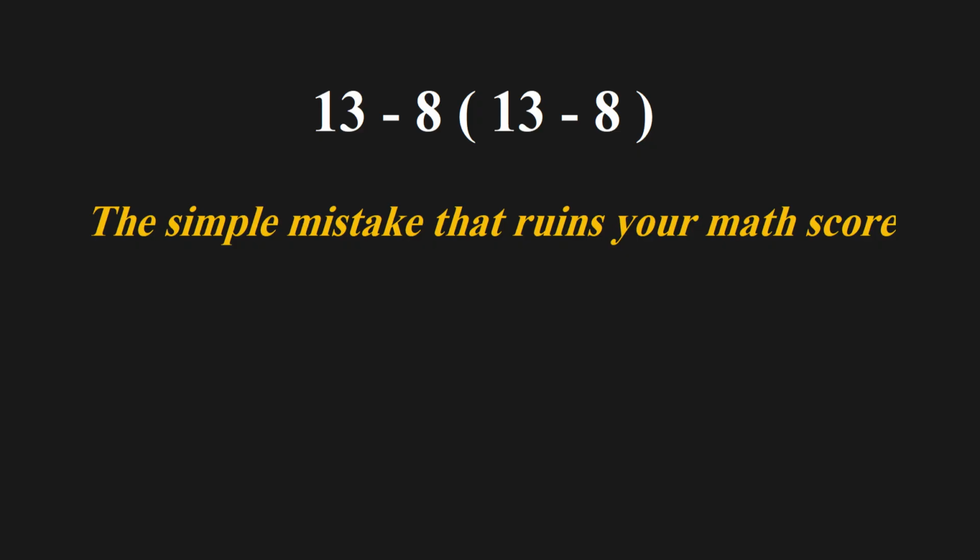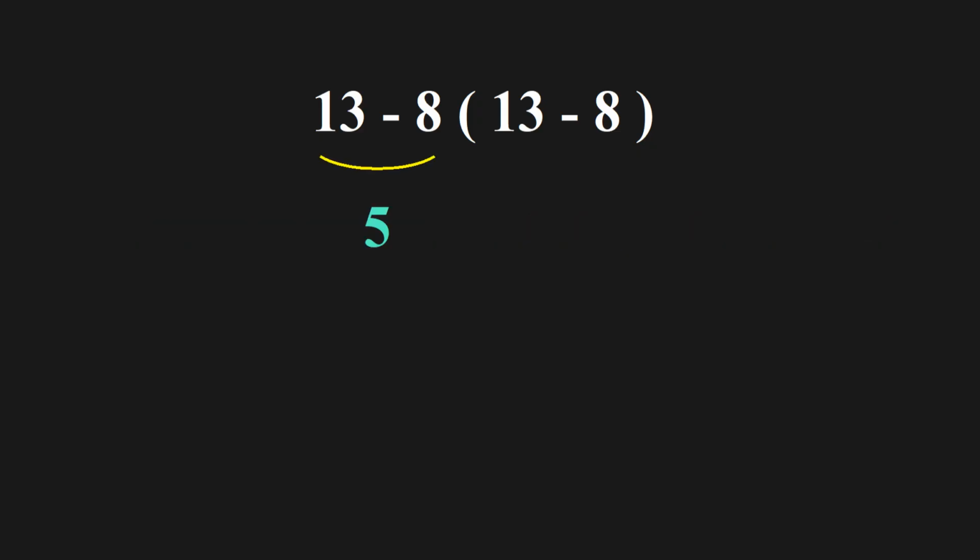Ahead in this video, 13 minus 8, which equals 5, times 13 minus 8, which equals 5. Now we have this problem, 5 times 5, which equals 25. But this answer is not correct, because according to the order of operations we have to work on the parentheses first, then work on multiplication, and at last work on adding and subtraction. So first we do this subtraction, then this multiplication, and at last this subtraction.